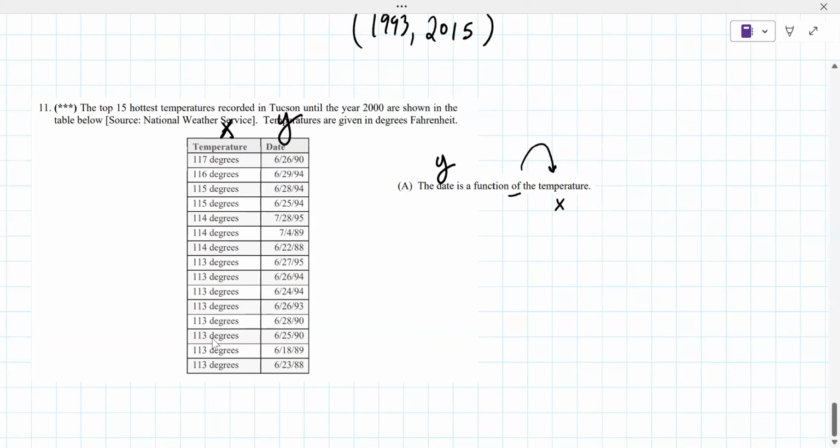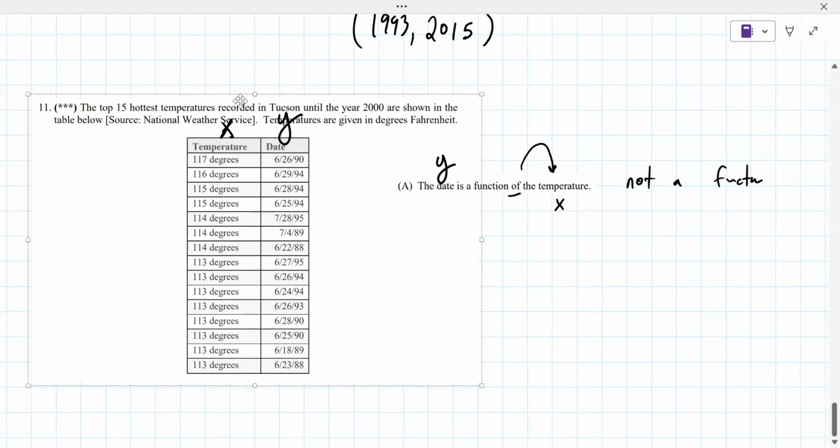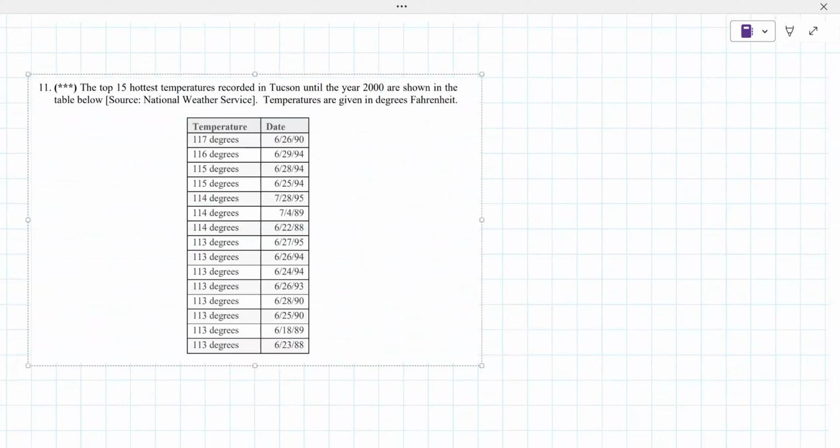Are there duplicates in the X? Yes. Okay, so do they ever go to different Y values? Yes, they do. So this is not a function. Okay. So the next thing, we're going to grab the same table and do it for part B.